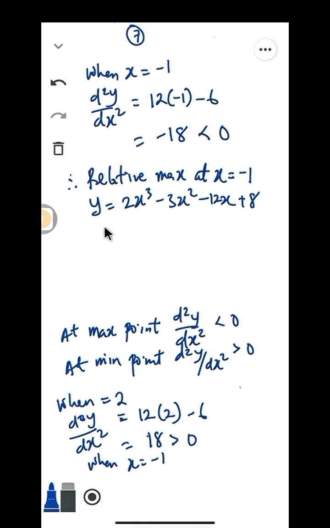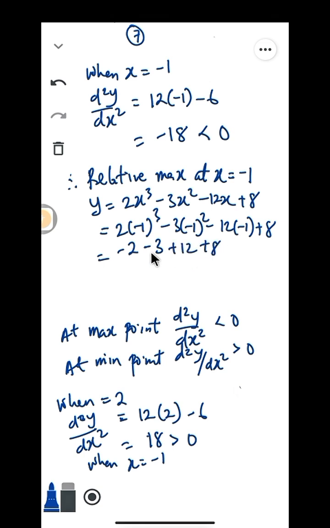So we're going to put x as -1 inside of this to get our relative maximum. Okay, so it's going to be equal to 2 into -1 cubed minus 3 into -1 squared minus 12 into -1 plus 8. All right, and then -1 cubed should be -1, right? And -1 times 2 is -2. This -1 all squared is 1, because -1 times -1 is 1, and -3 times 1 is -3. -12 times -1 is plus 12. We have plus 8, so add up everything here. 12 plus 8 is 20. 20 minus 3 is 17. 17 minus 2 is 15. Okay, so this is equal to 15.